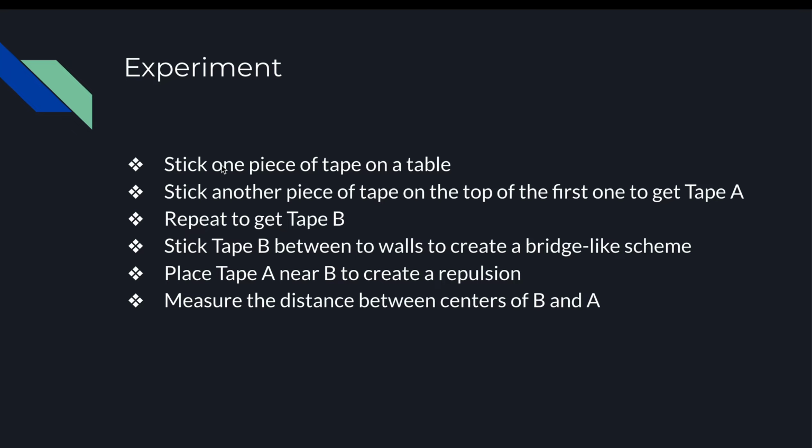Experiment. Stick one piece of tape on the table, stick another piece of tape on the top of the first one to get tape A, and then repeat to get tape B, and then stick tape B between two walls to create a bridge-like scheme, like I showed you in the picture before, and then place tape A near B to create a repulsion, and then measure the distance between the centers.